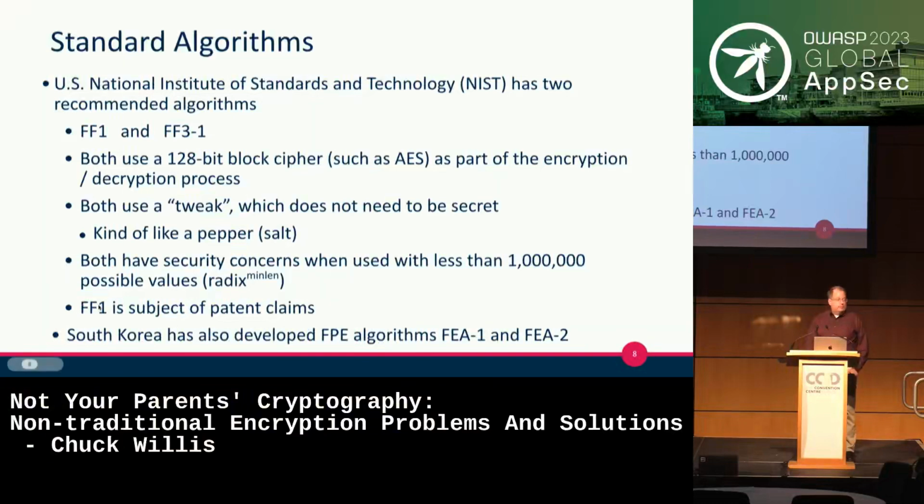One thing to be concerned about if you are looking at this area is that FF1 has some patent claims on it. I don't know if those have really been adjudicated as far as if they're legit or not, but there's at least some people that claim to have patents on that. FF3-1 does not, so that's generally where people steer towards. And if you're working in Asia or South Korea specifically, they've got a couple other algorithms that they recommend, FEA1 and FEA2, which I won't get into the details of. But it is one of those areas where you sometimes have to deal with different regional requirements for storing data.